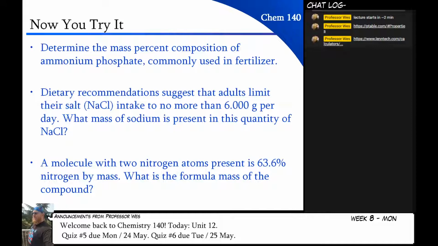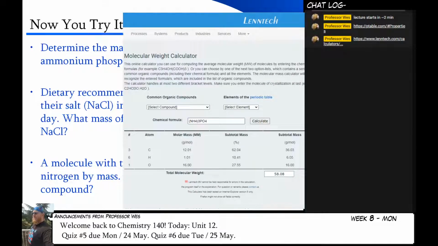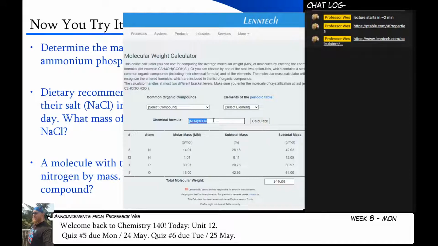Alright, let's go over the solutions here. For this first one, you got to know what ammonium phosphate is, so I hope you know your polyatomic ions and the naming rules. But in case you didn't, and that got you hung up, here's the formula for it: (NH4)3PO4. And when I hit enter, there's the percent composition by mass: 28.18% nitrogen, 8.11% hydrogen, 20.78% phosphorus, and 42.93% oxygen.